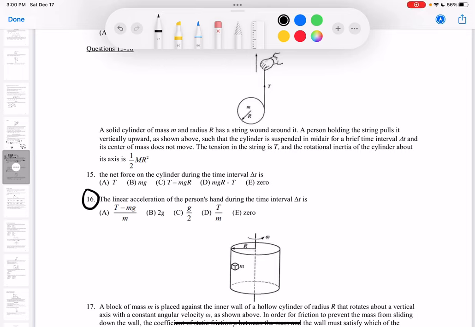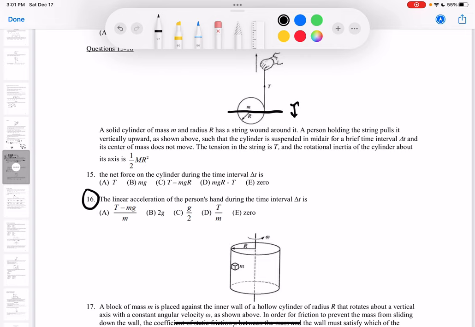Hello. So let's look at number 16. This is part 2 of this question. We have the cylinder, someone is pulling up on it. We know that in the y direction it's not moving up or down, okay? So this gives us a chance to set up an F net, but we're also going to need to set up a torque net.